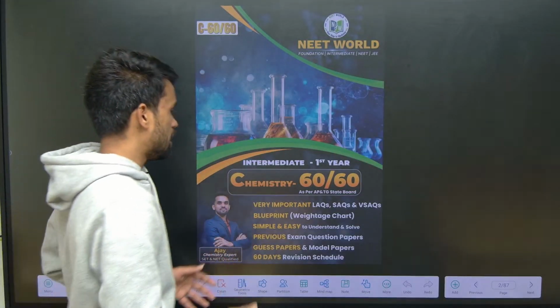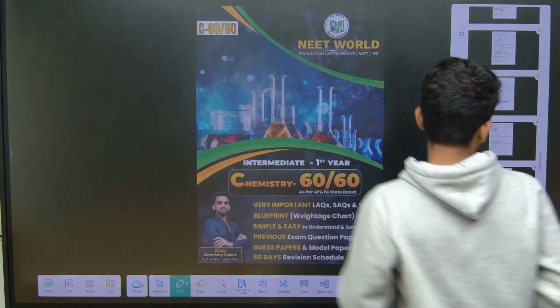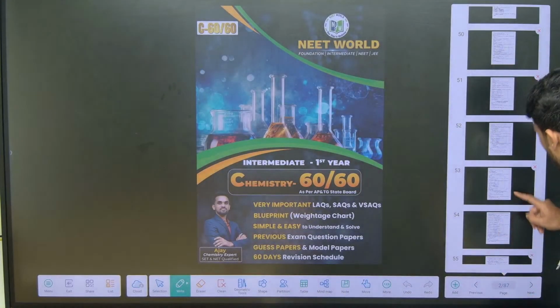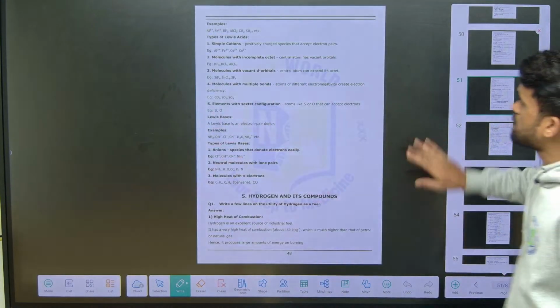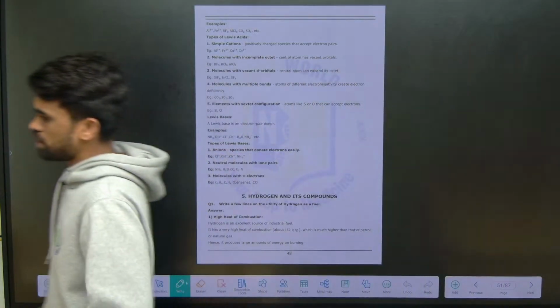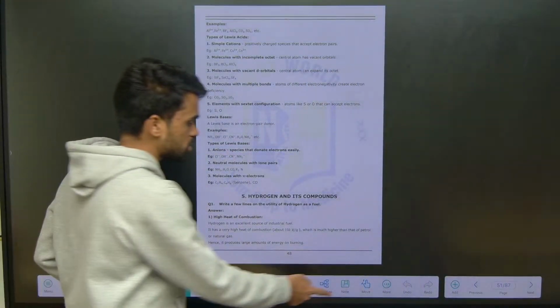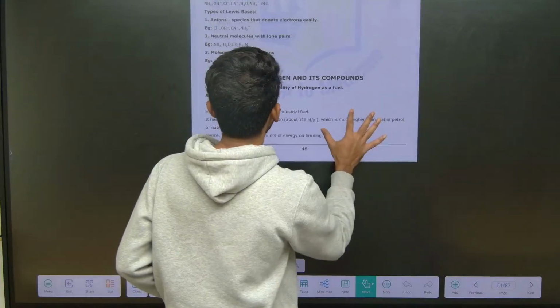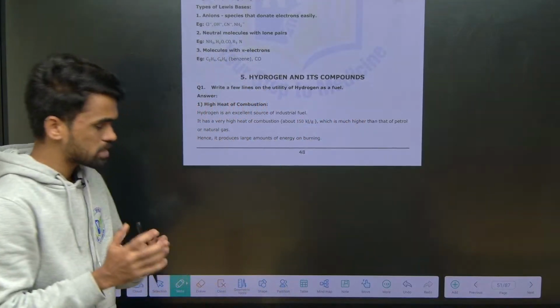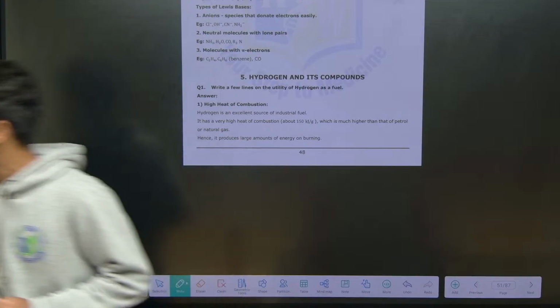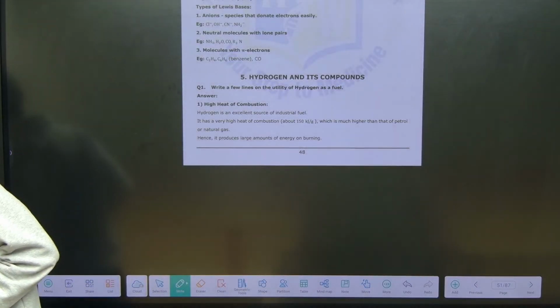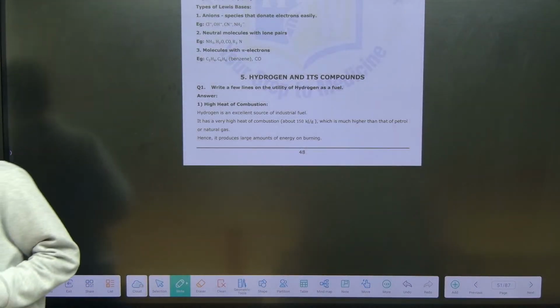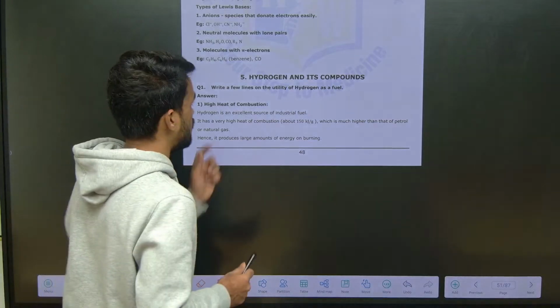Let us start our discussion for 4 marks, from the chapter Hydrogen and its Compounds. You can focus on this chapter for 4 marks questions, or else there is a chance of a 2 marks question also. So let us start our discussion on this chapter first: hydrogen and its compounds.